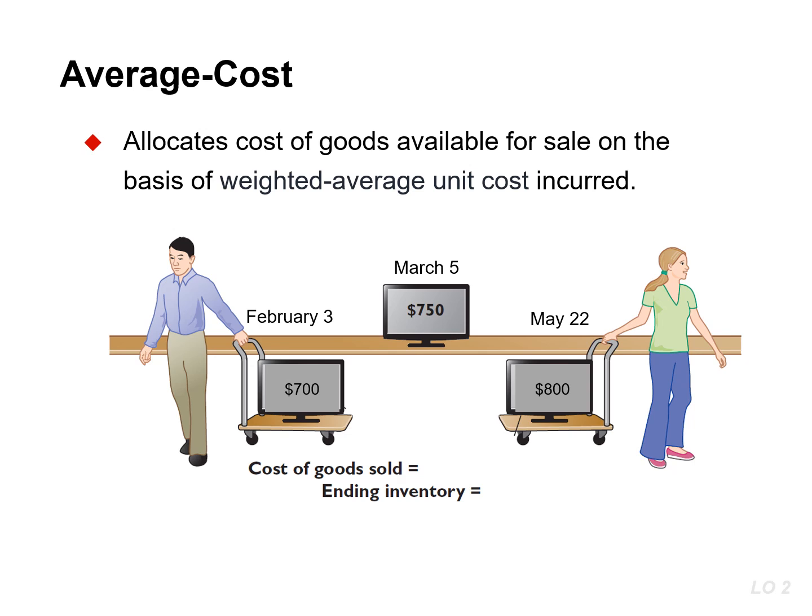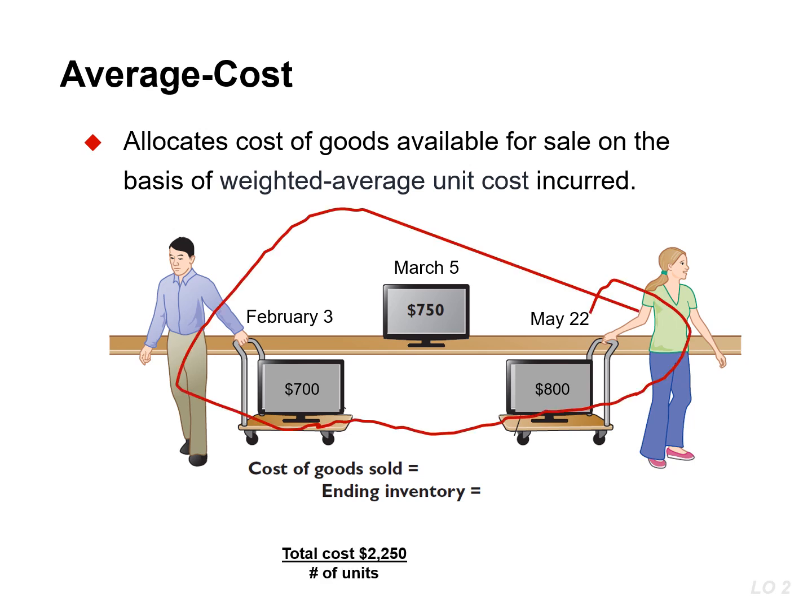The formula to calculate the weighted average unit cost is the cost of goods available for sale divided by the total units available for sale. If we take the total cost of goods available for sale, which is $2,250, and divide by the total units available for sale, which is 3 TVs, we'll arrive at a weighted average unit cost of $750.